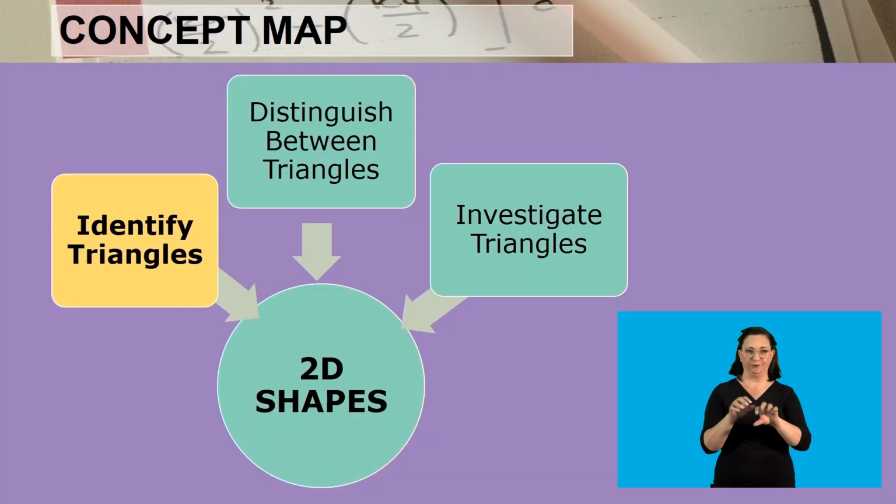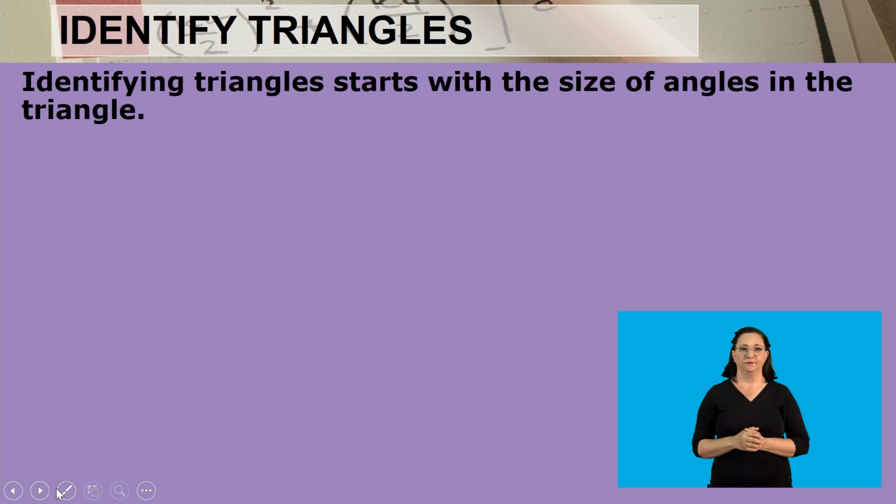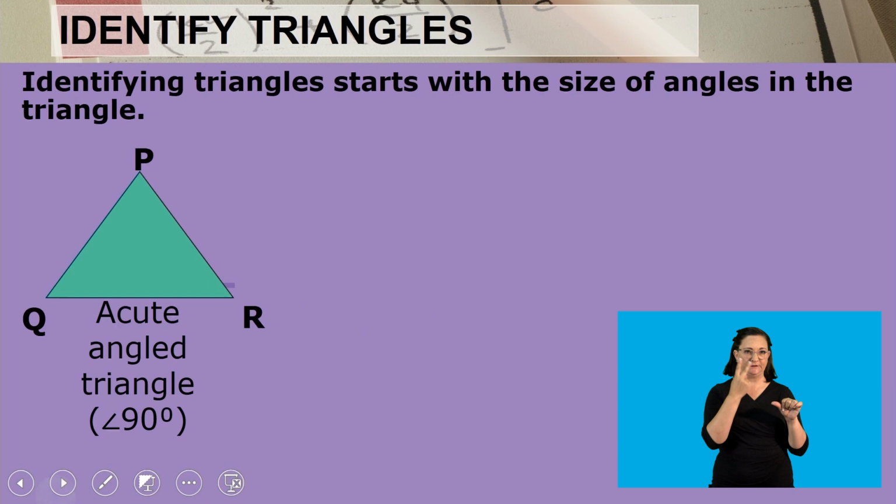Welcome back. Let's continue. Let's start with our concept map. We are doing 2D shapes and we'll start with identifying triangles. Identifying triangles starts with the size of the angles in the triangle.